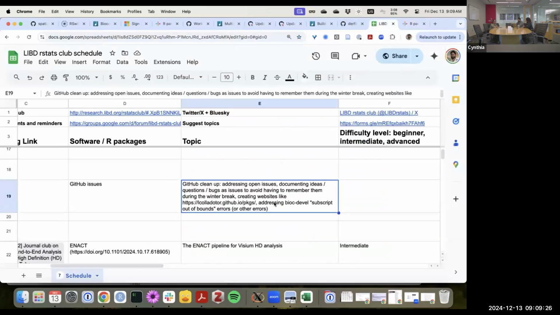So in my case, there's some packages that have this subscript out of bound error that is part of byteconductor devel. That is a little bit more tricky to address because it's a bug that is only specific to that version. It's not specific to the current byteconductor release.